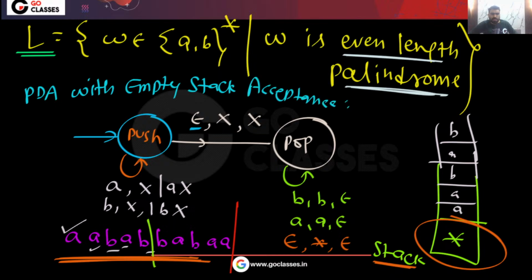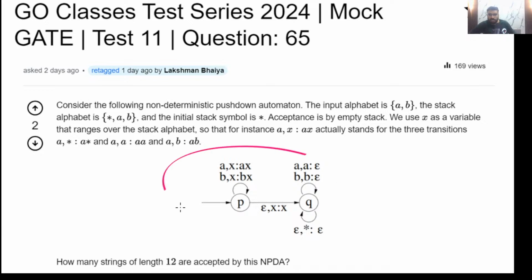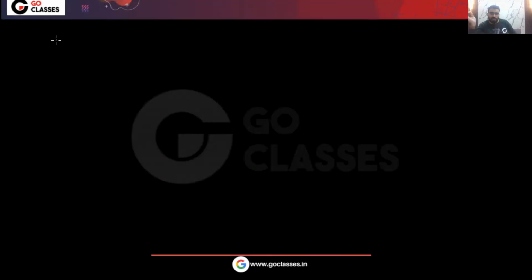So this is the same PDA that is given to you in this question. The language of this PDA will be even palindromes. Now how many even palindromes of length 12 are there? So let's see the length 12 even length palindromes.